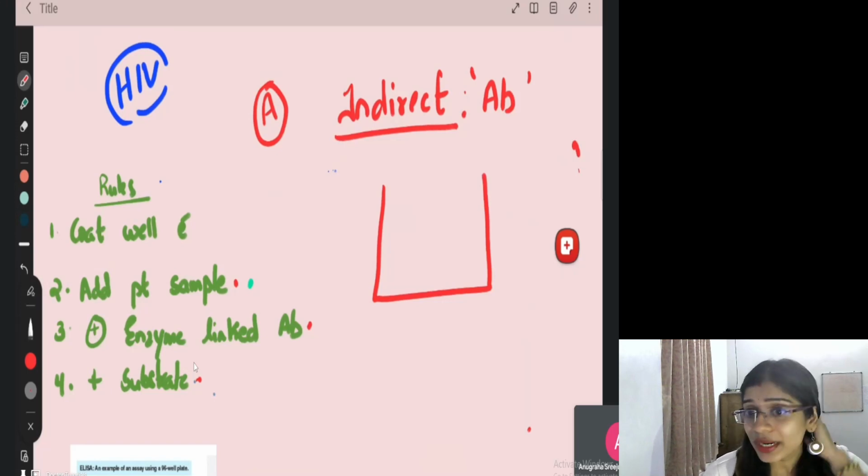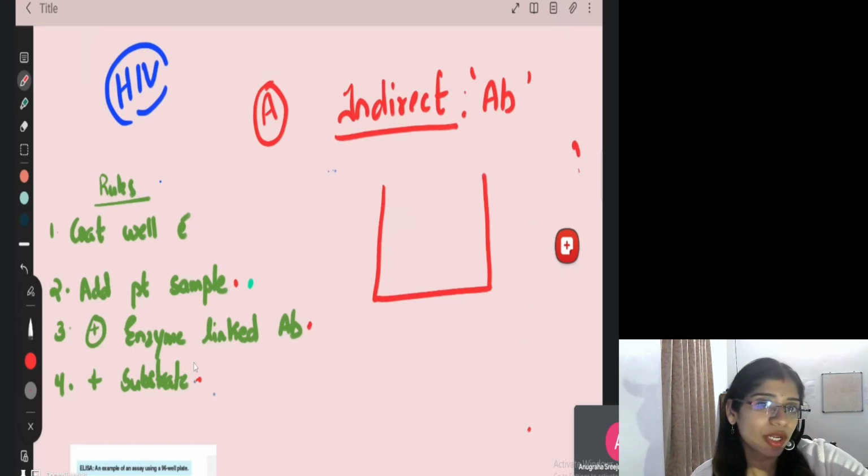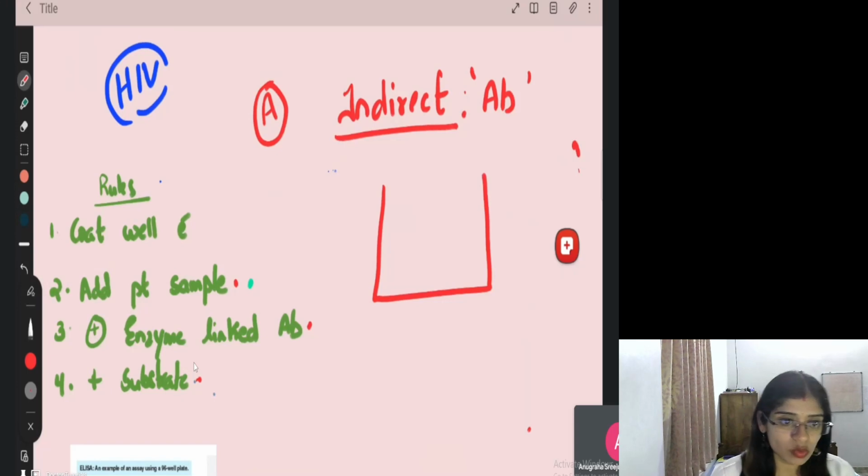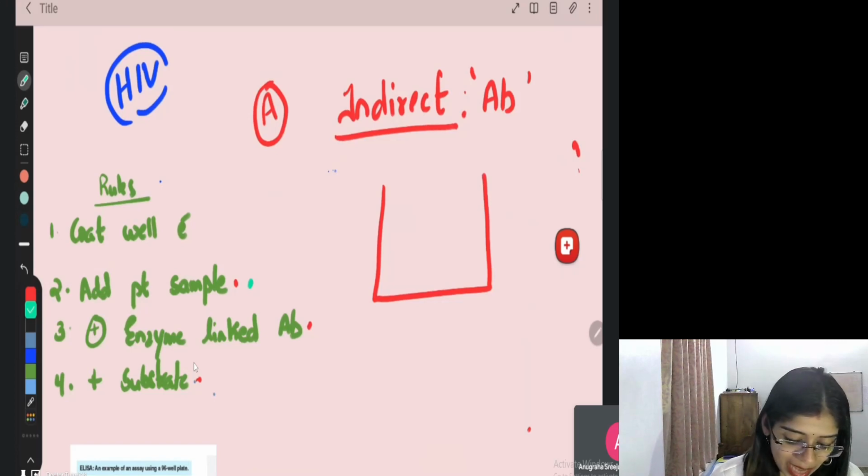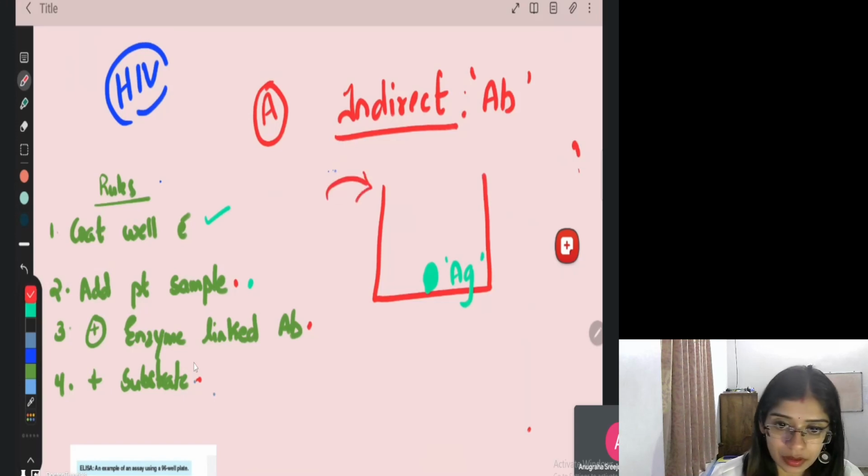So how will you do indirect? The concept is that here you're trying to find the antibody of HIV. First, what will you coat the well with? Now you tell me the answer. You will coat the well with the opposite, the antigen of HIV. This dot I've drawn here is the antigen of HIV. So the first step is done. What is the second step? Add the patient's sample. So here I am adding the patient's sample.